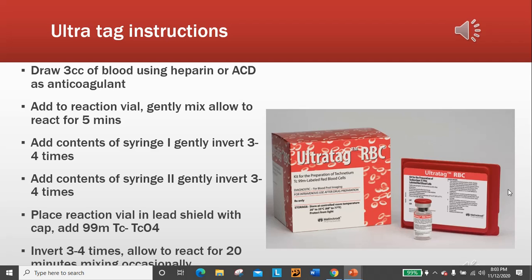Once that was all added, I made sure to take some air out of the reaction vial, because as you're adding more things, the air is not escaping. So if you don't want blood to squirt out all over you, I do suggest taking air out of it as you're adding things into it. I placed it back into the lead shield with the cap, and then I added my tech. Once I added my tech, I inverted it about 3 or 4 times just to allow it to mix. And then you allow it to react for about 20 minutes. Every 5 minutes I would go back and invert it just to make sure it was mixing occasionally.